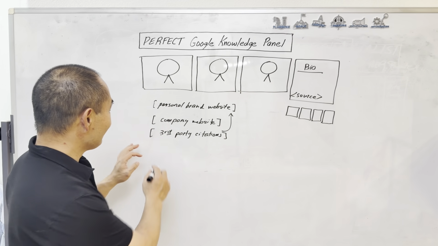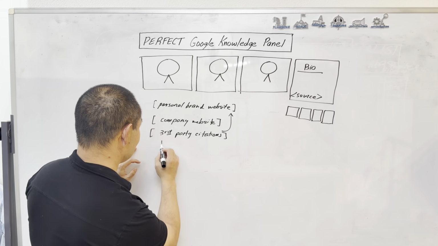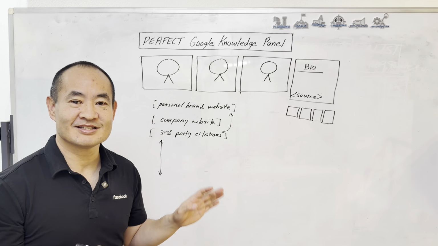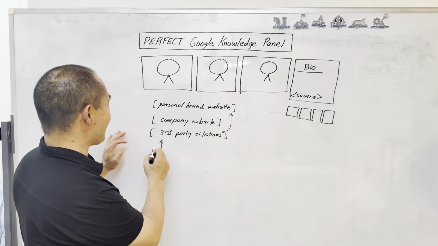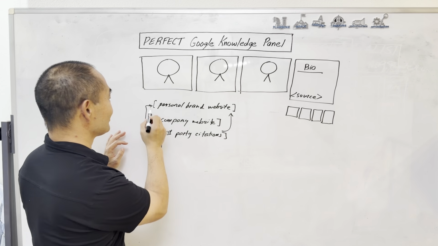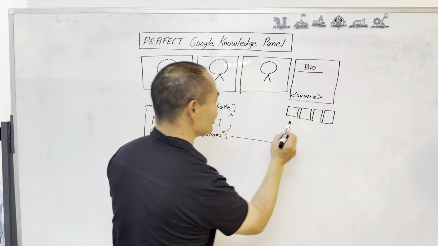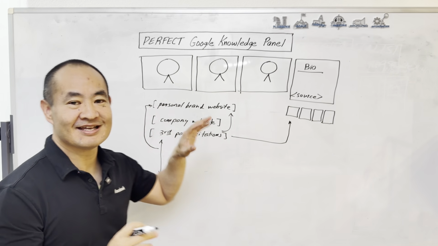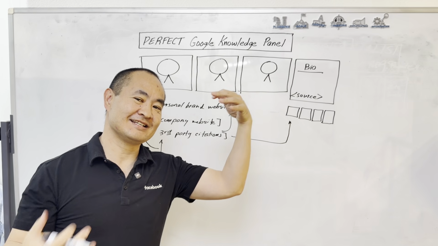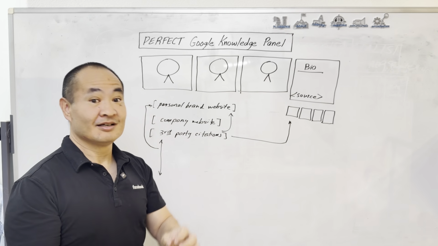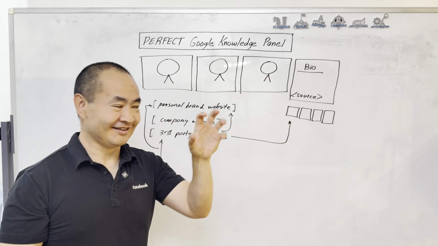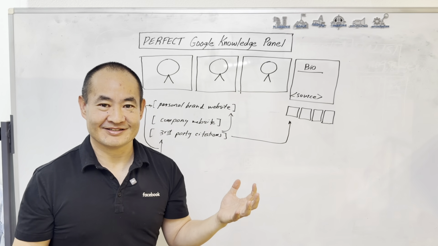So when you have a bunch of these third-party citations, and then those citations link back to your personal brand website, and then link back to your various socials for that personal brand entity, all of those are sending signals that go back and say, this is Dan Antonelli. And this is actually what we did for Dan Antonelli.